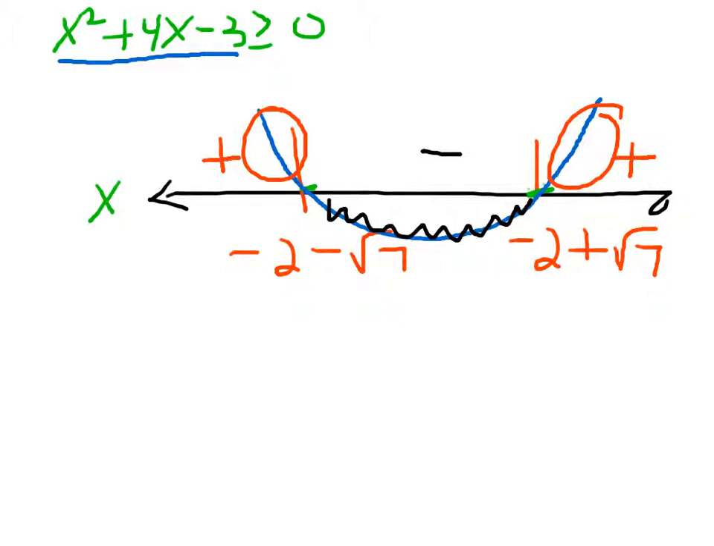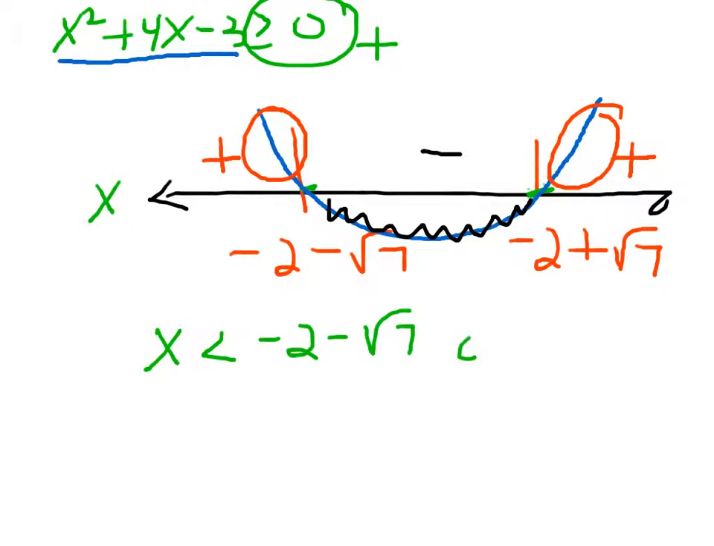All right, so I want to know basically when the parabola is greater than 0, so I think of that as positive. And when I look, I realize that the two sections would be when x is less than negative 2 minus root 7, or when x is greater than negative 2 plus root 7. So that's where it's positive. Because the equal to sign was also included, I will also write equal on the negative 2 minus root 7 and negative 2 plus root 7.